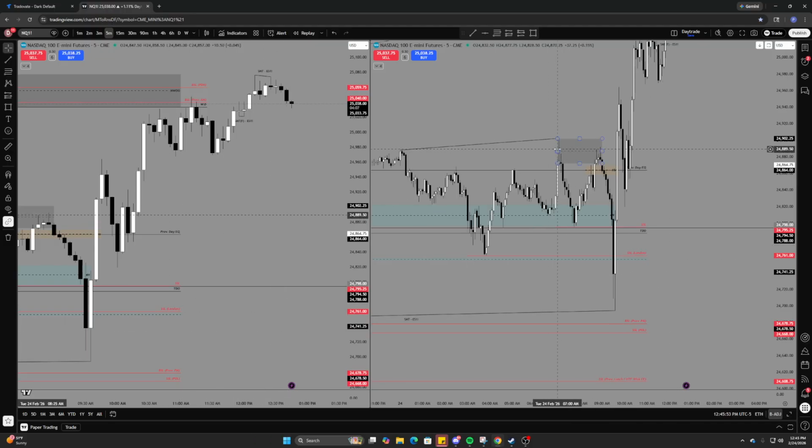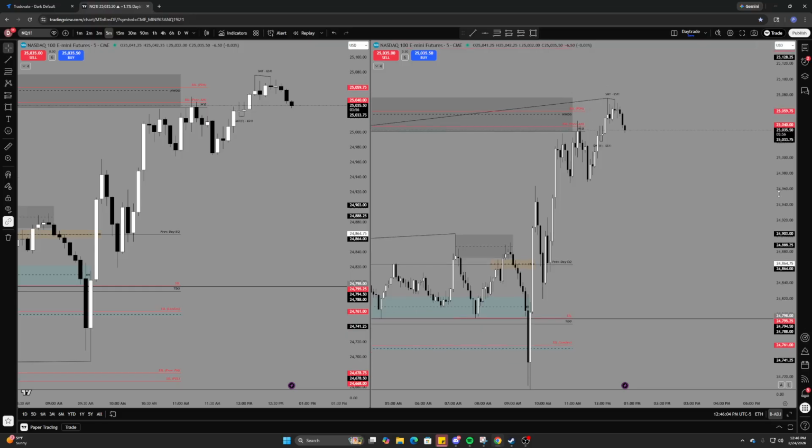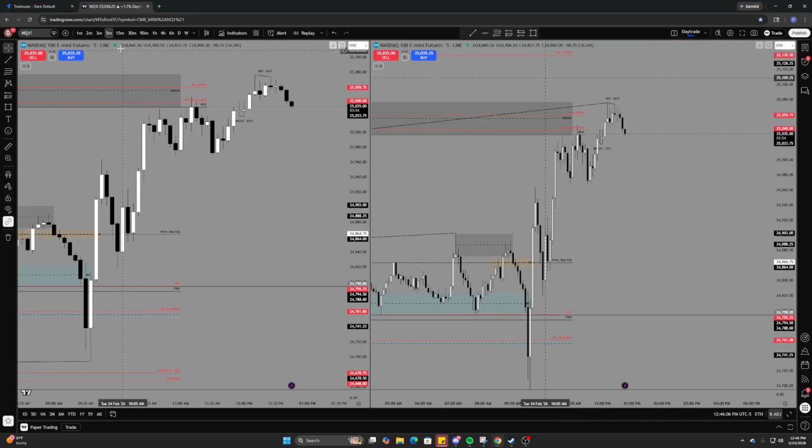So it's very simple things like that. I don't really use rejection blocks, but in times like this where it's pretty clear, right, that this is a valid rejection block, I will utilize it. And you can see today, it was very, very valid. But yeah, that pretty much breaks down the market for today.